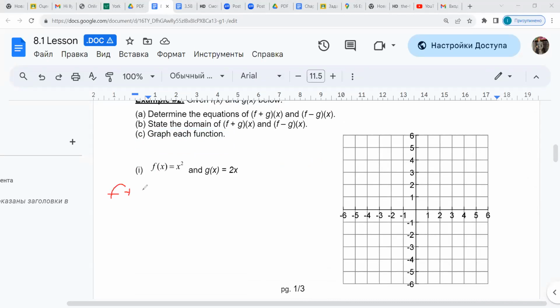So f plus g of x, please write down with me together. f of x is x squared, so x squared, and g of x is 2x, plus 2x. So you got this nice quadratic function. For f minus g of x, we're going to have x squared minus 2x. Okay?